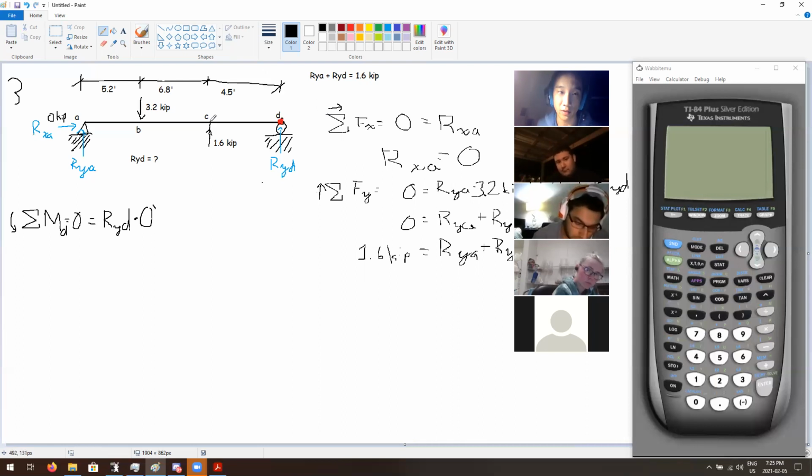It's gonna go clockwise. So clockwise is negative because counterclockwise is positive. You notate that there. Counterclockwise is positive. We're going clockwise, it's gonna be negative. Think of your minus circle. Minus 1.6 kips times 4.5 feet.